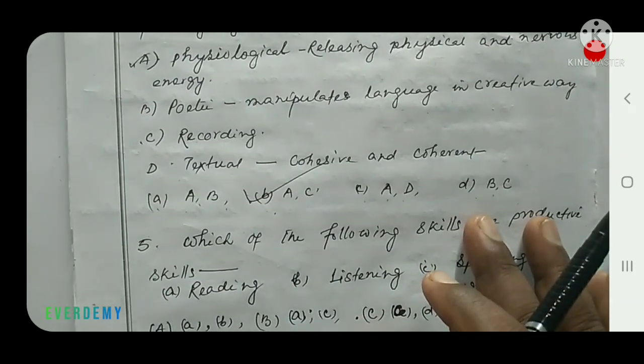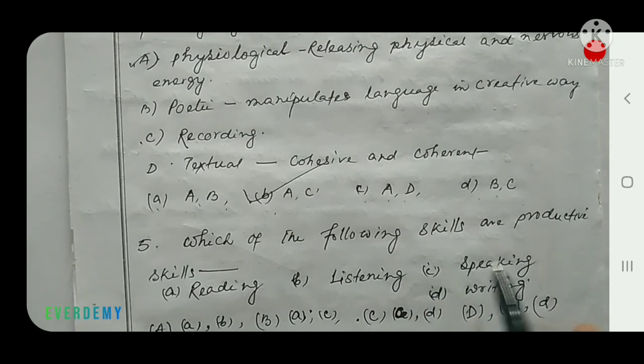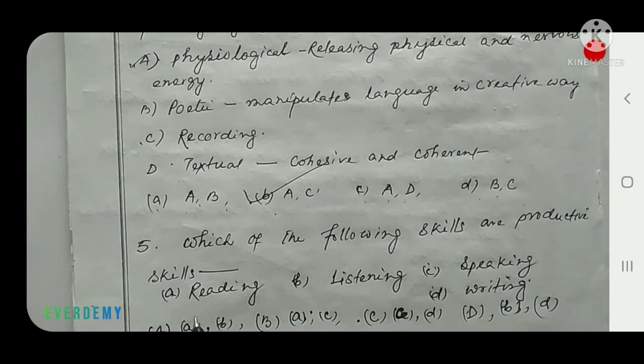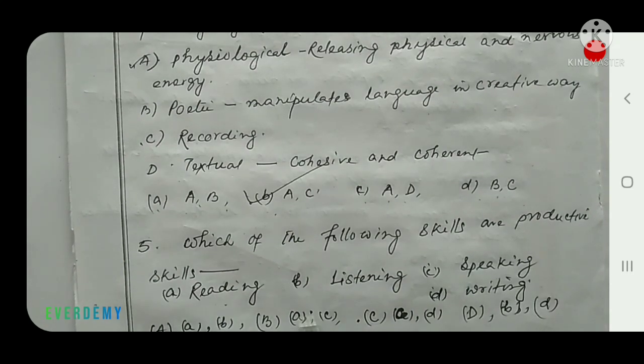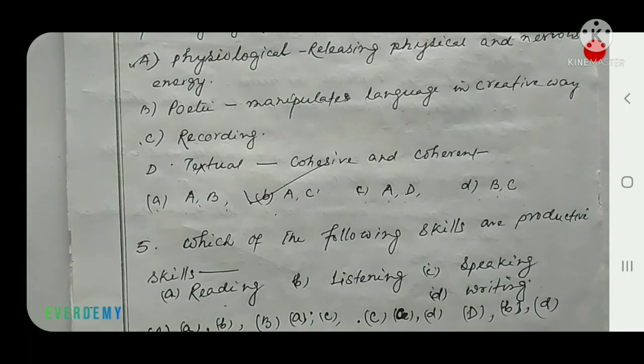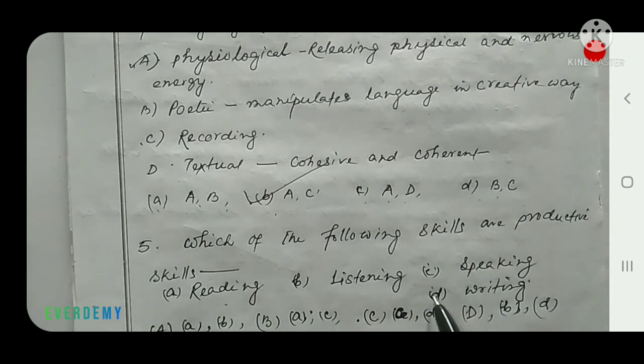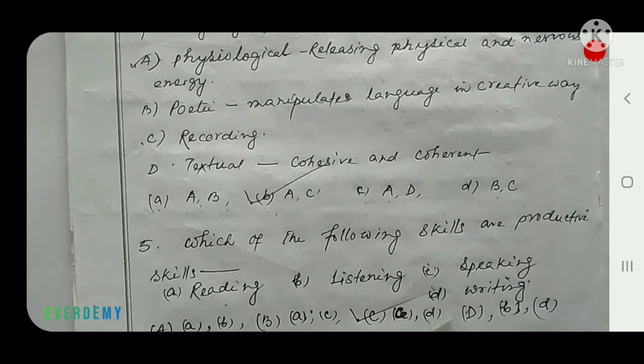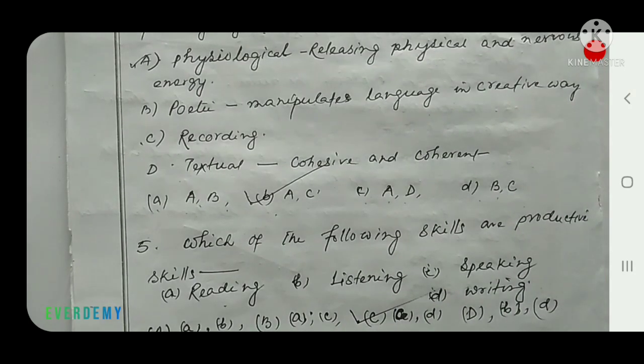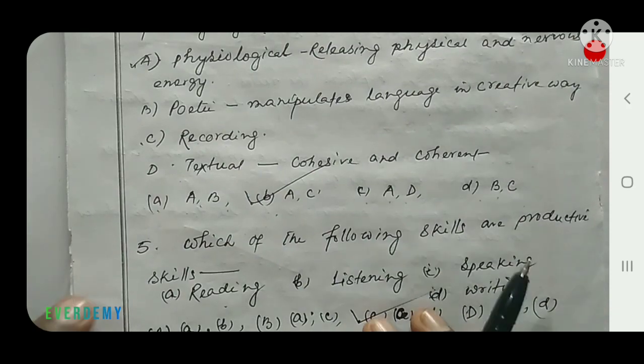Next, question number 5. Which of the following skills are productive skills? Reading, listening, speaking, writing. So here speaking and writing are the productive skills. So C and D, that means C is the correct answer.